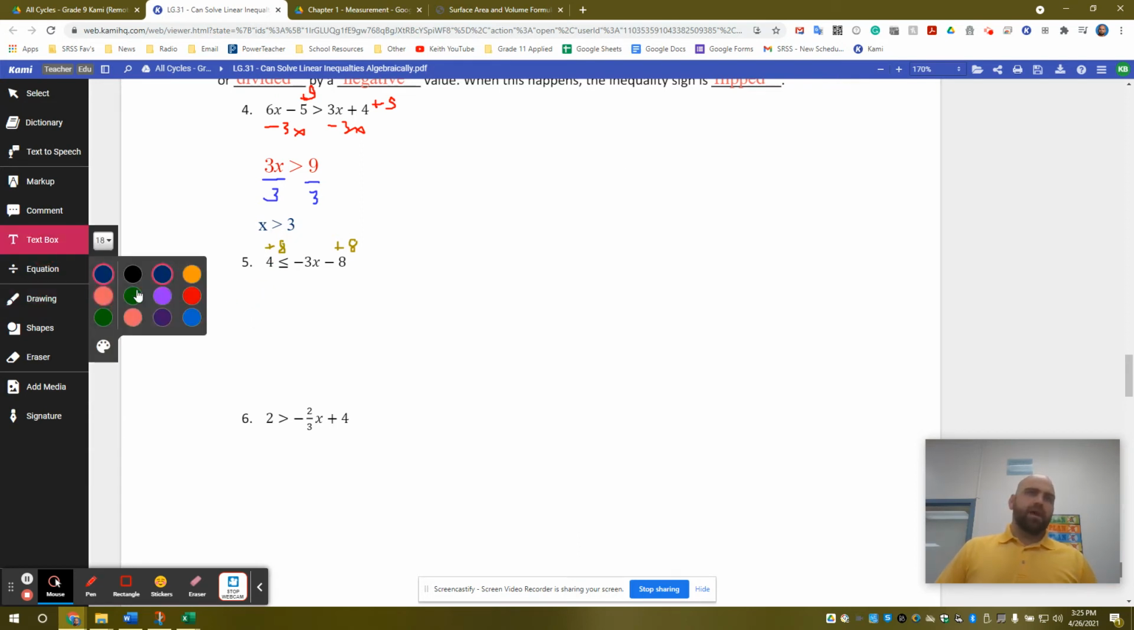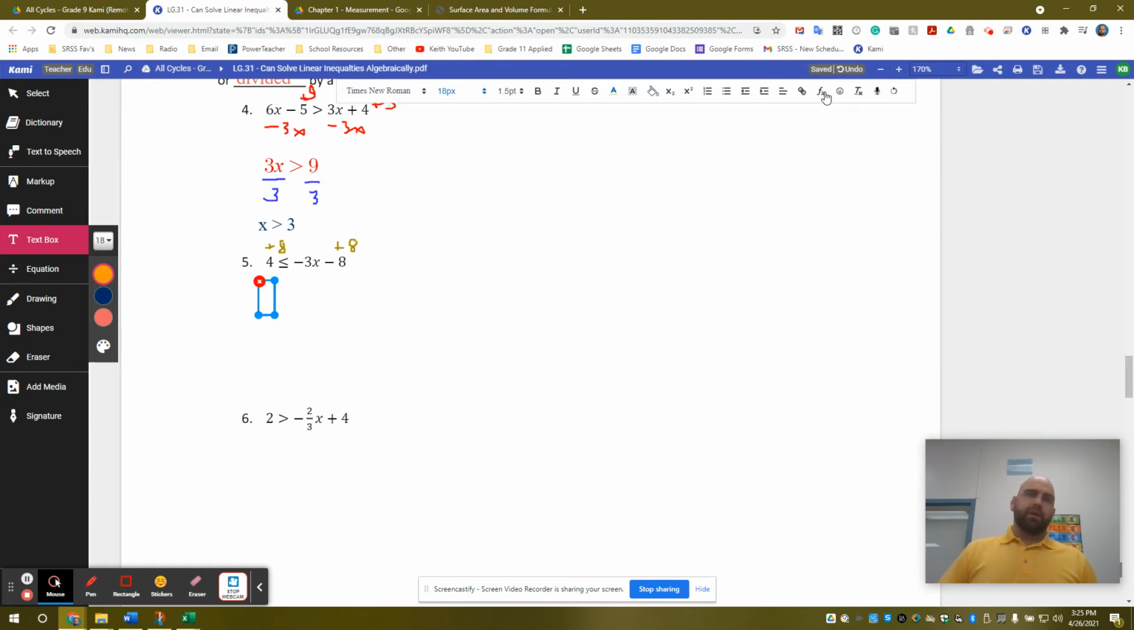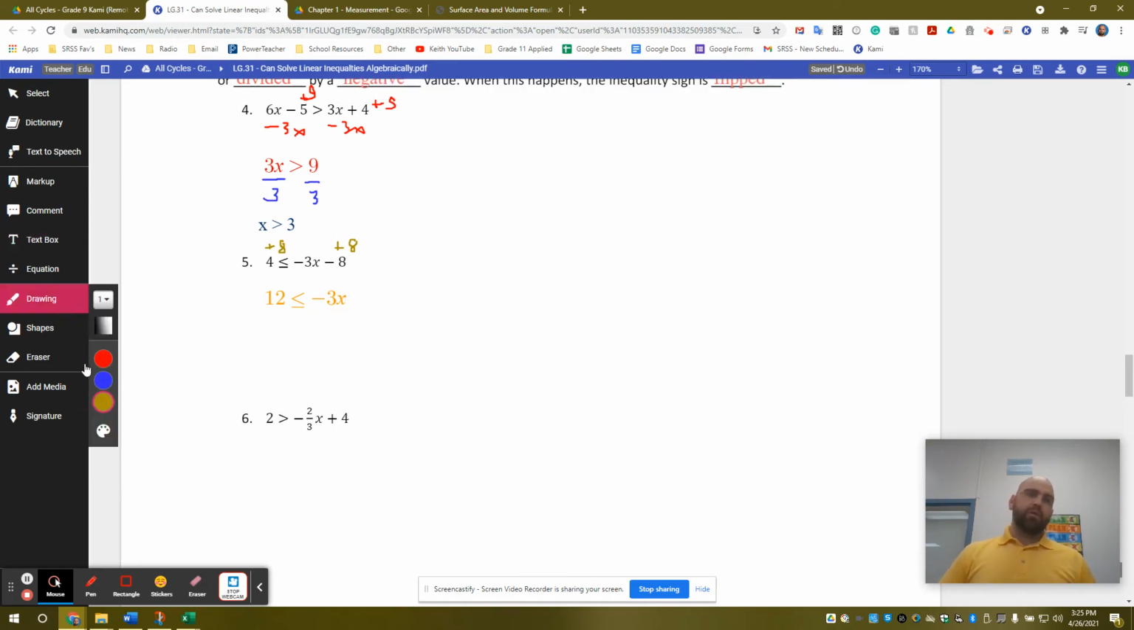And when we do that, this is where we're going to get that negative coefficient all by itself. So 4 plus 8 is 12. 12 is less than or equal to negative 3x. And now we're going to divide by our negative 3 because we want to get rid of that coefficient there. So we need to divide by negative 3.